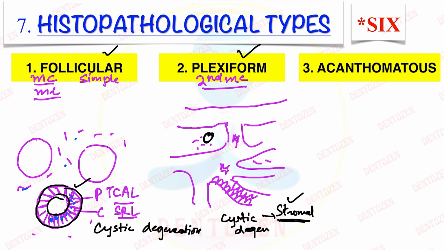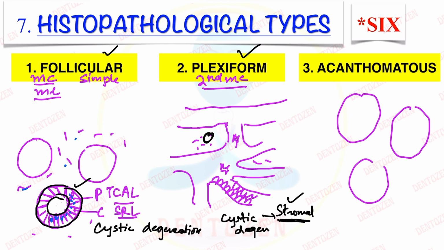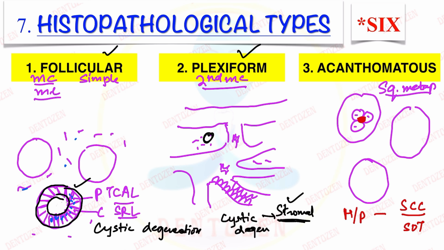Now we talk about the acanthomatous type. Acanthomatous looks similar to the follicular type. The only difference is the central stellate reticulum like cells undergo squamous metaplasia. That means they change into squamous cells in the center, and these squamous cells will lay down keratin here, and sometimes even keratin pearls may be seen. So histopathologically this may look similar to the squamous cells of squamous cell carcinoma or squamous odontogenic tumor. So those can be the histopath differential diagnosis.